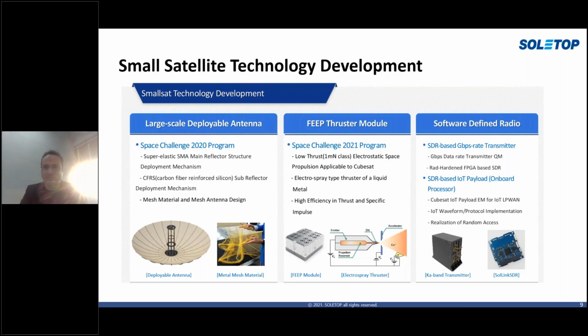Coming to the software side of it, we'll be part of the SDR based Gbps rate, because now it's kbps or Mbps. Now it's time we move to Gbps rate transmission, and then have SDR based IoT, Internet of Things, payload, which we are very much interested in, K-band transmitter, and we have developed SDR very specific to this purpose. This SolLink SDR is one of the internally developed boards that we have.